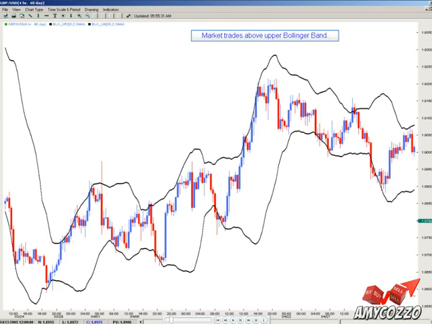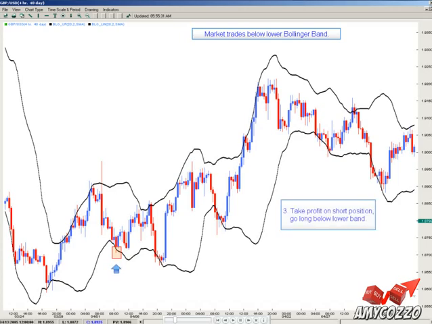For example, notice the long wicks that emerge above the upper band. We may sell at this point, with stops above the recent highs. Logically, if the market continues upward, we must exit the trade and take a small loss. On the other hand, as the market trades below the lower band, we may take profits on the short side and initiate a long trade, with stops below the recent low prices.